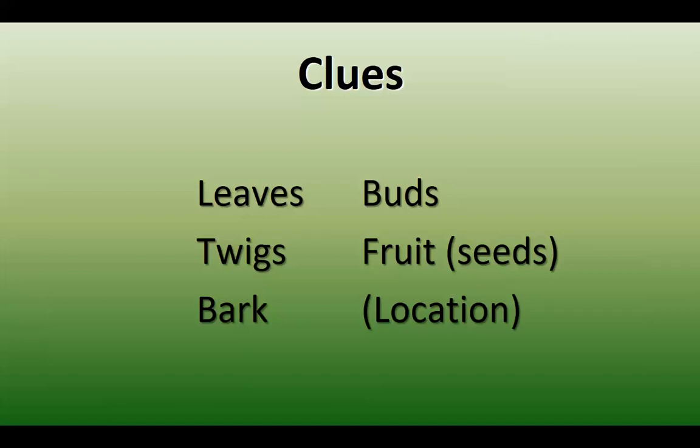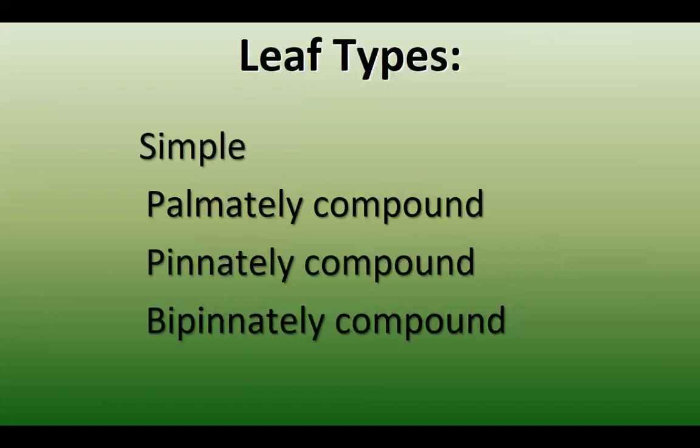let's move on and look at what you all expect to be able to find, and that's leaf types. You know, even in the winter, you can look down around the tree. You have to be a little tricky because a leaf may have blown in from somewhere else. But the leaf types come as simple, palmately compound, pinnately compound, and bipinnately compound.